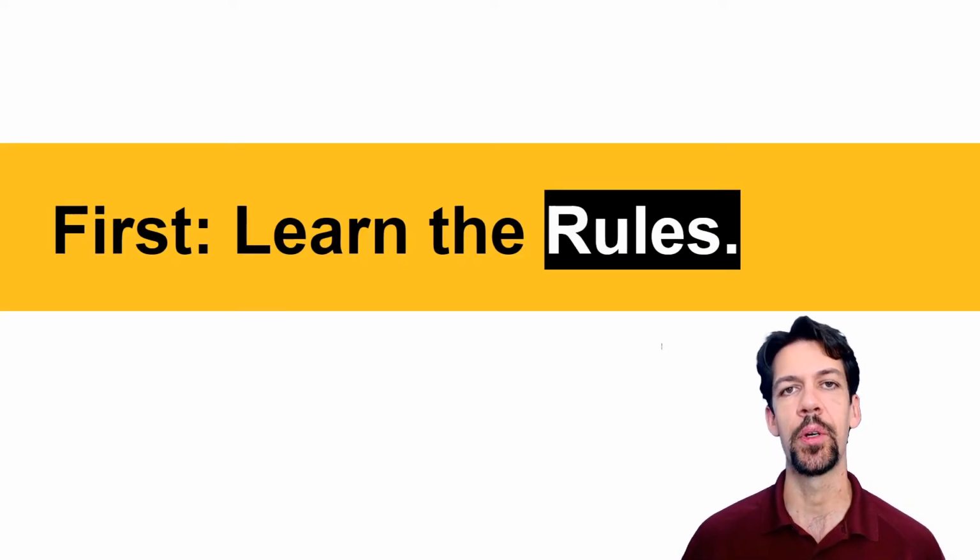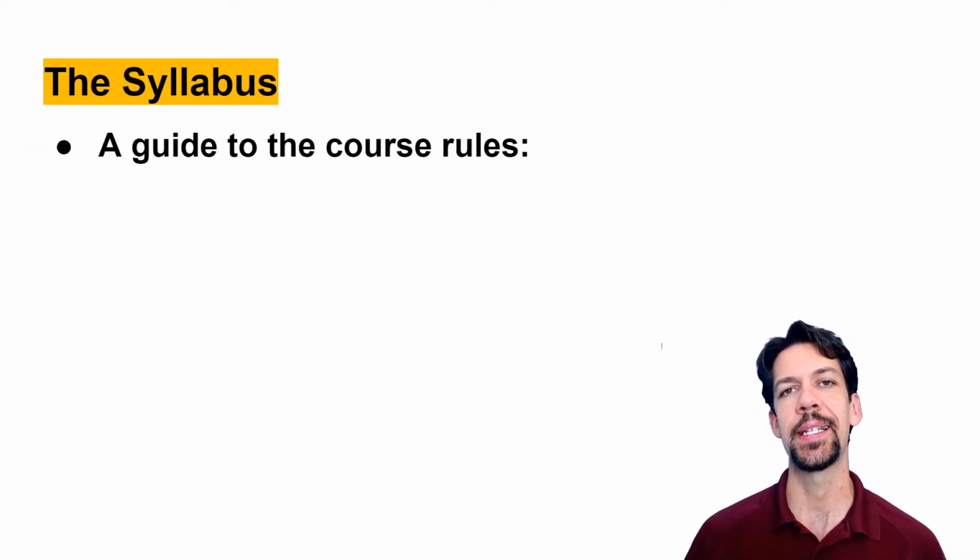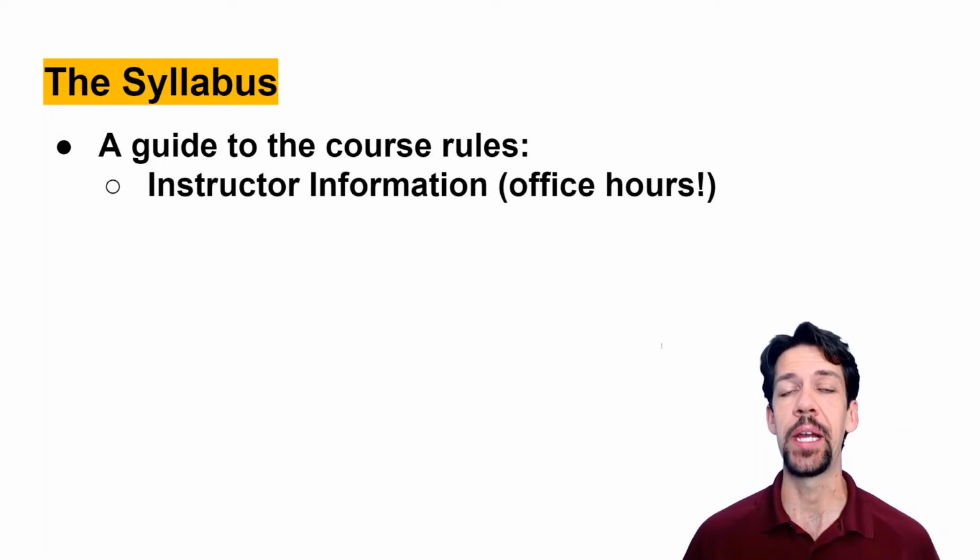First, it's really important to learn the rules of each of your courses, and all of this is captured in the syllabus for each course. The syllabus contains a guide to the course rules, and this includes the instructor information, their contact information, their office hours, which is very, very handy and you should take advantage of, and any extra information about how to contact TAs or other assistants in the course.